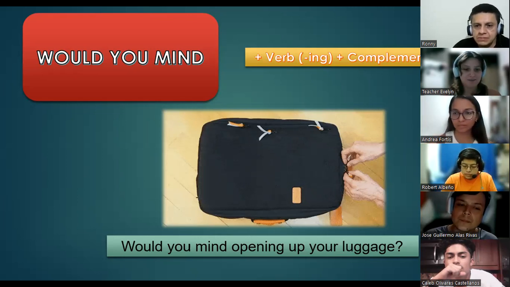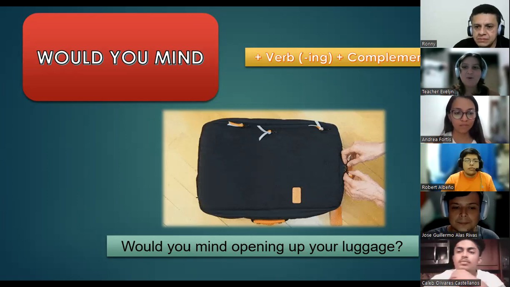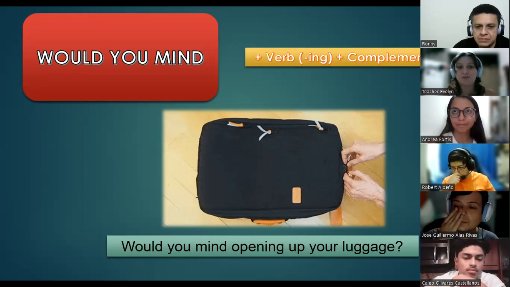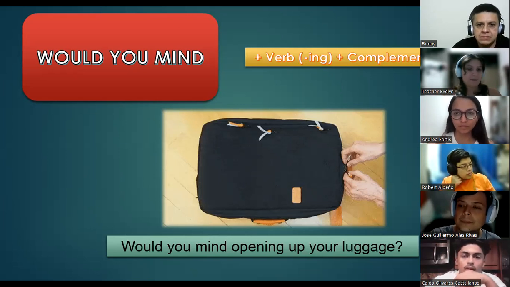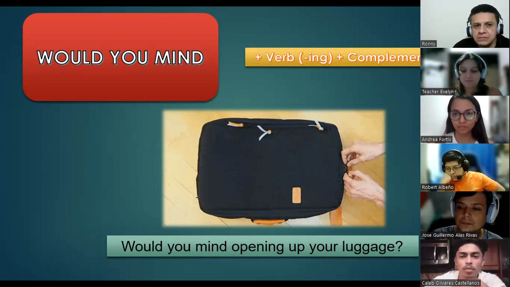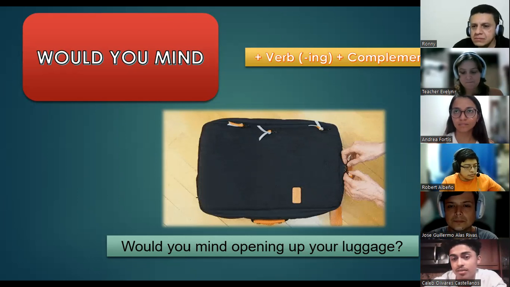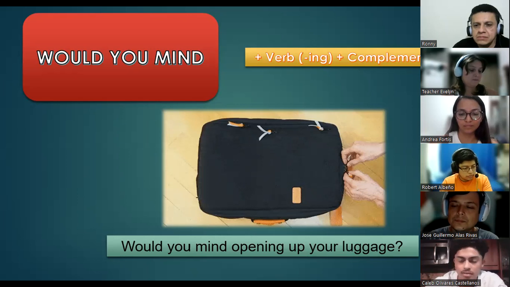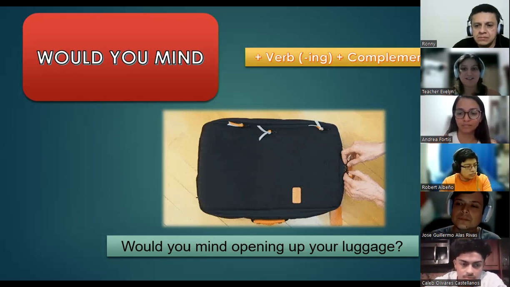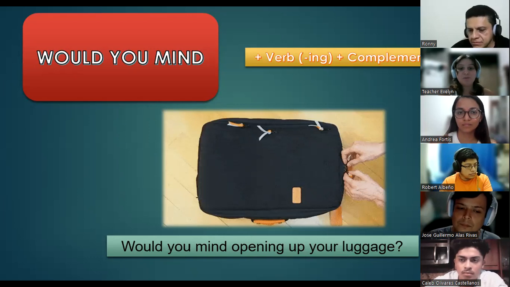So let's see, Caleb, can you help me read the structure for a question, please? You mean the yellow part, the yellow words? Yeah, or the red and the yellow. Okay. Please. Would you mind plus verb in ing form plus complement plus question mark? Okay, pretty nice.